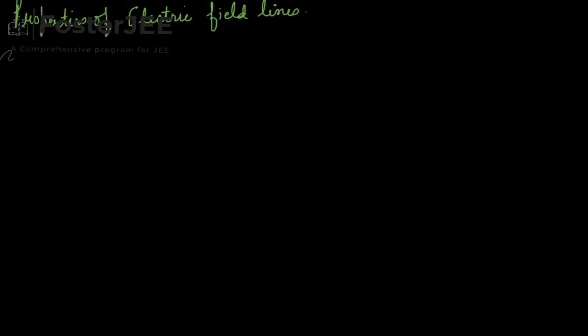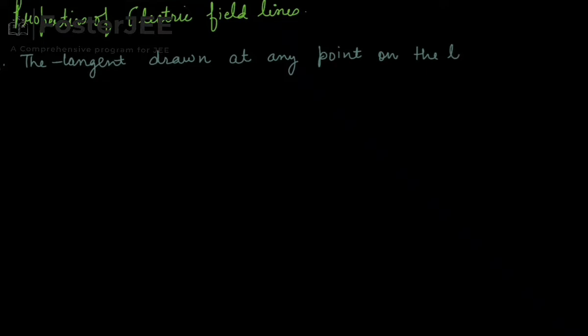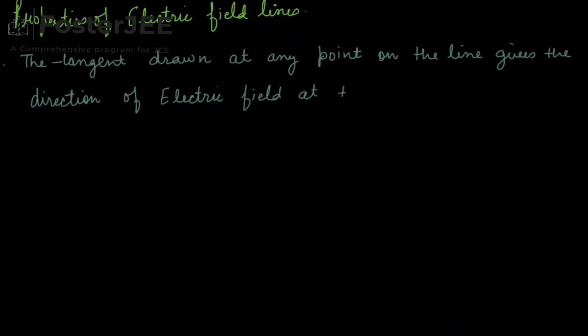First is the tangent drawn at any point on the line gives the direction of electric field at that point.